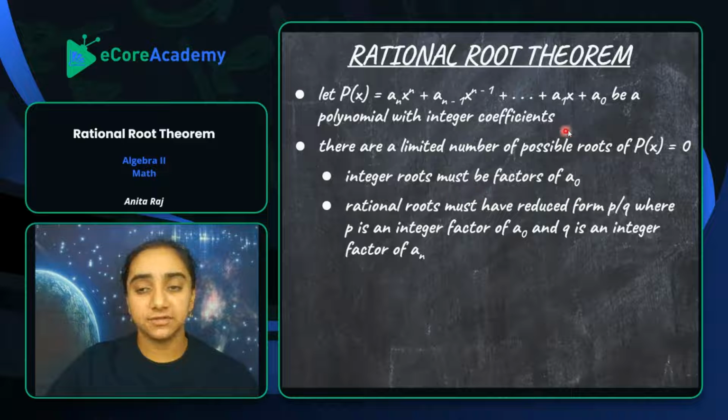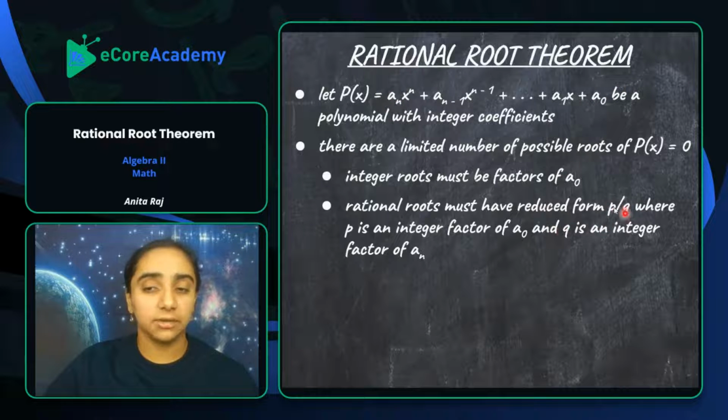Integer roots must be factors of a subscript 0, which is the constant, so we're trying to find the integer factors of a subscript 0. We're also trying to find the rational roots, and they have to have reduced form p over q. So p represents an integer factor of a subscript 0, so we're going to figure out what the factors of a subscript 0 are. Then q is an integer factor of a subscript n. So we're trying to find the coefficient of the leading term and then find the factors of this coefficient. We're going to find the factors of both the leading term's coefficient and then the constant.